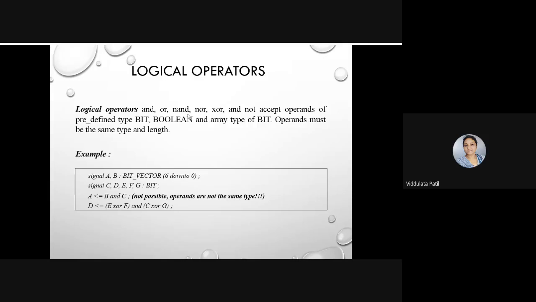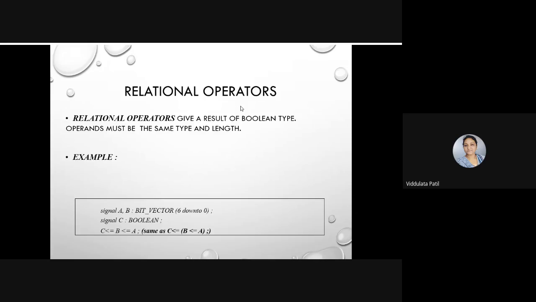Okay, so these are the different logical operations. The keywords that we use for these logical operators are AND for the ANDing operation, OR for the ORing operation, then NAND, NOR, XOR, and XNOR. So these are the logical operators. Then relational operators.